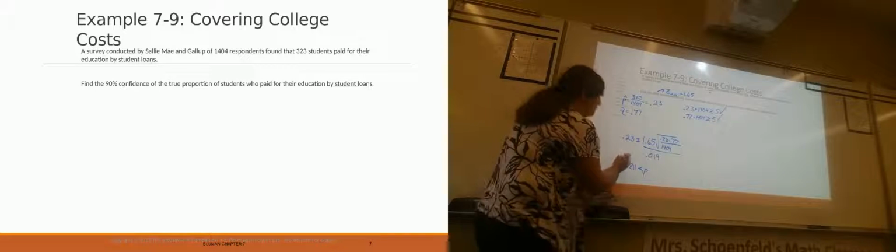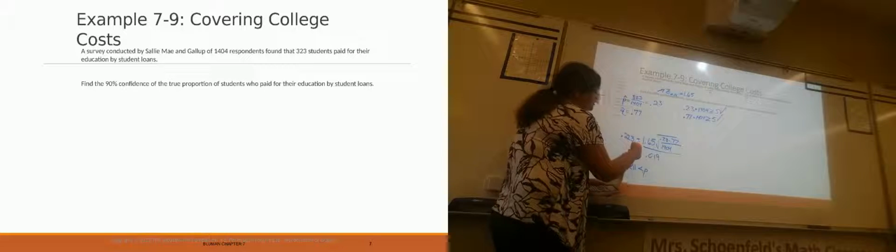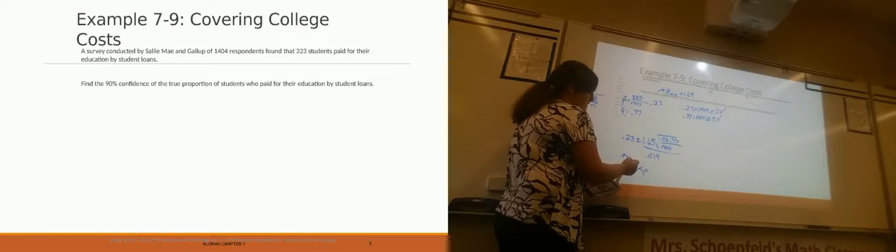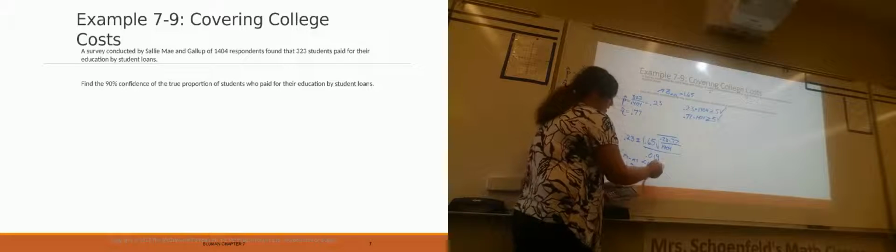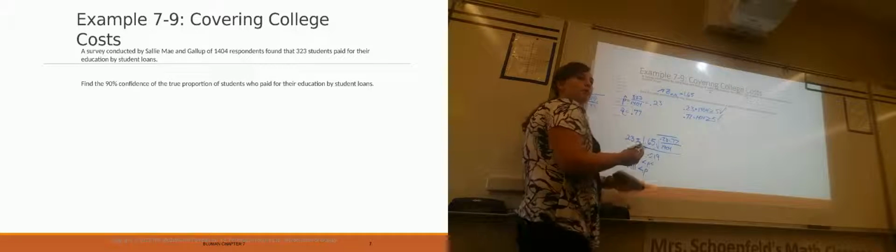Minus, because we have to subtract it and then we'll also have to add it. So it's less than p, which is less than, remember p is the true proportion.